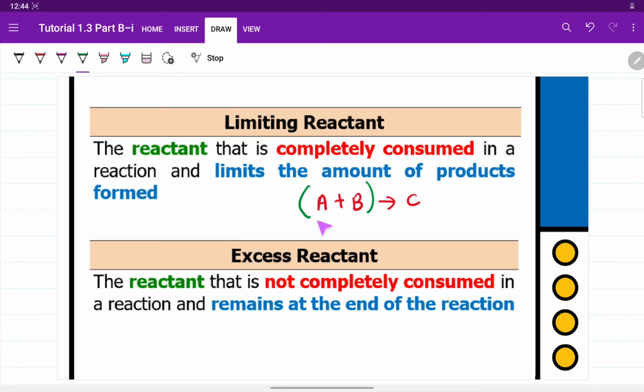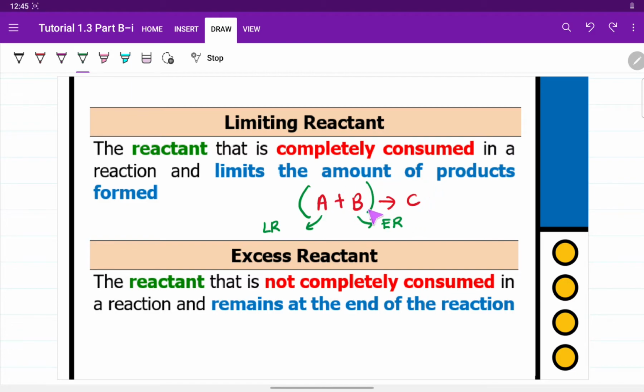Okay. So katakan A adalah limiting reactant dan B adalah excess reactant. Bila kita buat reaction, for us to produce C, A kena bertindak balas dengan B. Kalau ada A sahaja, tak boleh jadi C. Sama juga, kalau ada B sahaja, C takkan terhasil. Dia perlukan A dan B. Both are needed to produce C. Kalau A adalah limiting reactant, dia cakap dekat sini completely consume.